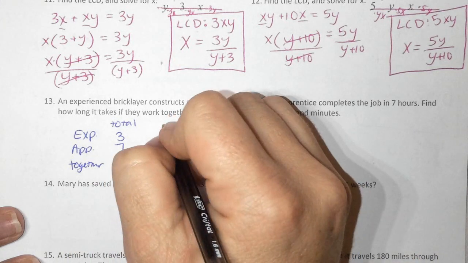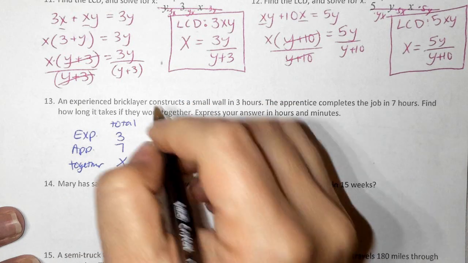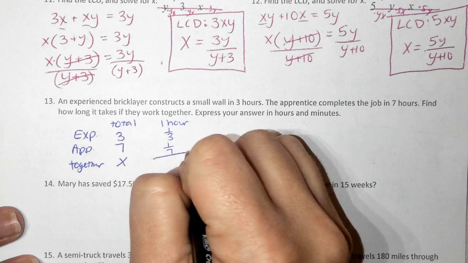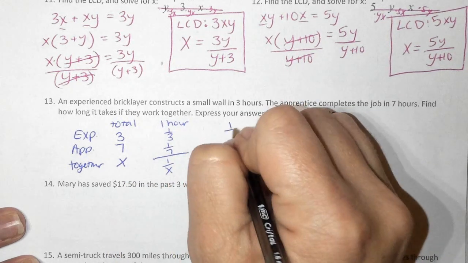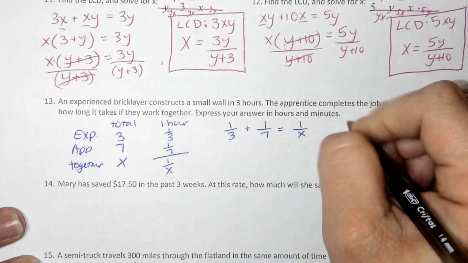So let's think about it in a 1 hour time span. Well, in 1 hour, if it takes him 3 hours, he'll be a third of the way done. The apprentice will be a seventh of the way done, and together they'll be an unknown amount of the way done. So 1/3 plus 1/7 equals 1 over x.